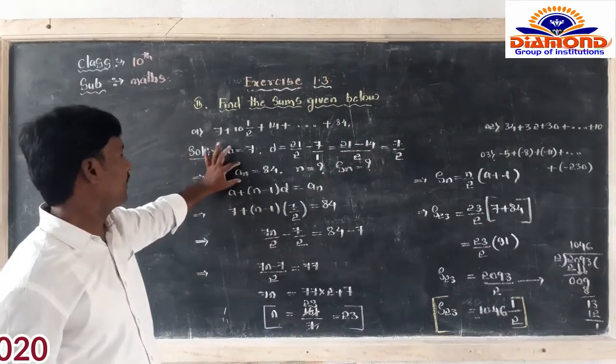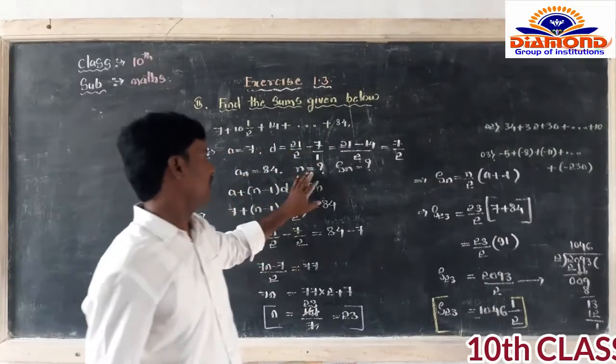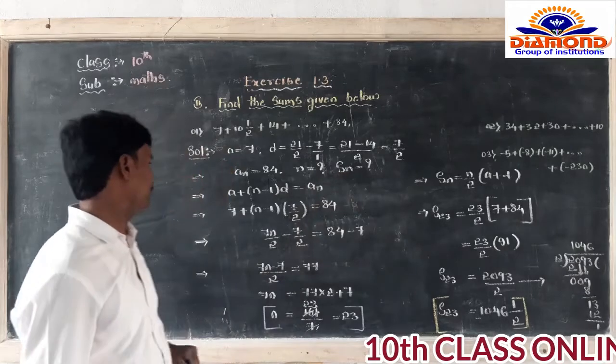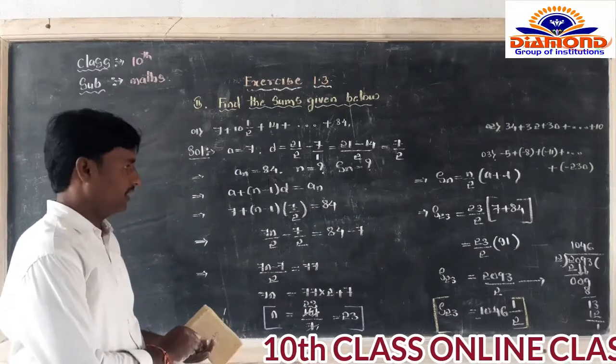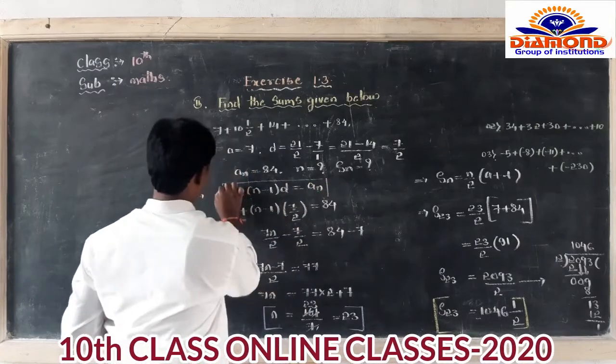Next term. So here last term is equal to 84. We should find out here n first. n is equal to question mark, Sn is equal to question mark. This is the identity, dear students. The identity है इस formula, nth term of the AP.